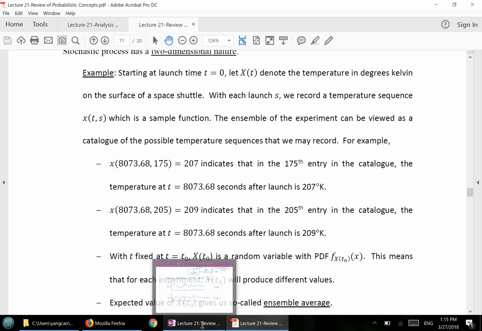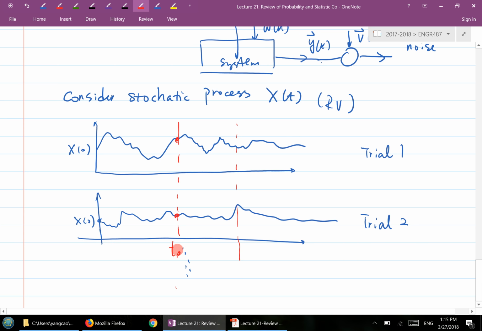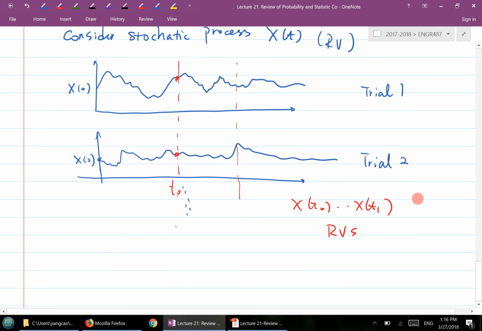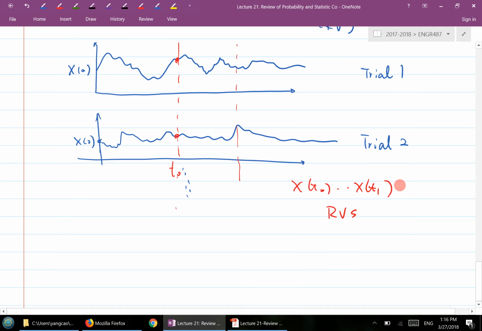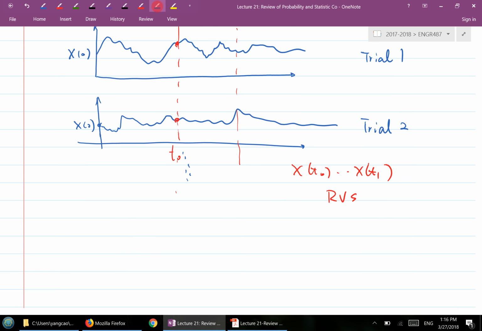So in other words, technically speaking, for each moment, x of t0, x of t1, they are all random variables. They're all going to be random variables here. And that makes things quite a bit of a challenge. But you can still apply the same kind of definitions to the random variables that are here.